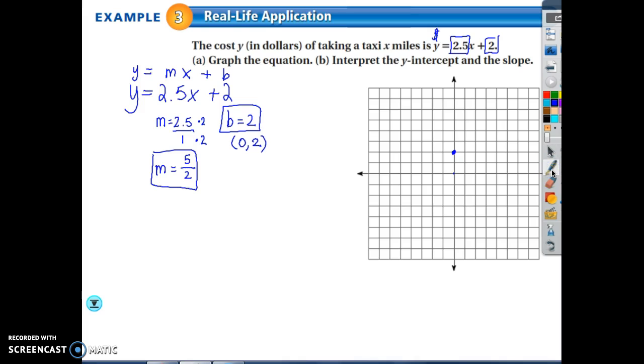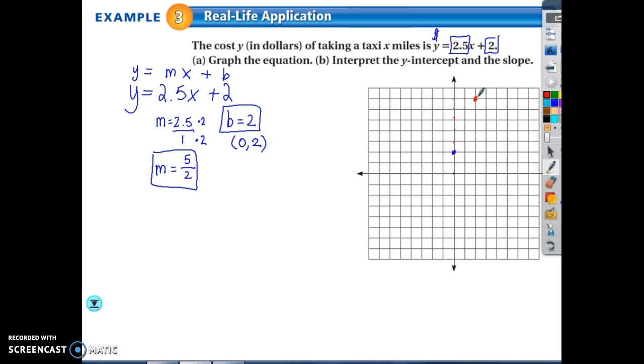Now from here, we know the slope is 5 over 2. We just don't have a line to verify it. But we do know the slope. So what we're going to do is start at the point that we have on our graph and count the slope up 5 over 2. So from my y-intercept, I know that my line has a slope of 5 over 2, which means my next point will be up 5, 1, 2, 3, 4, 5, to the right 2. So my next point would be there.